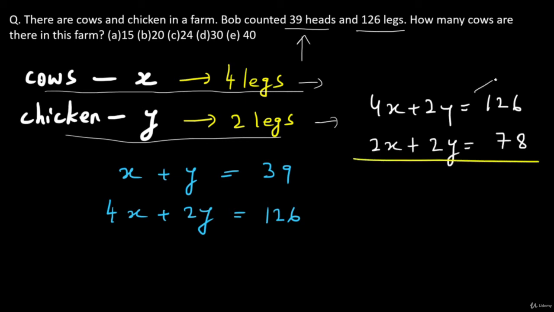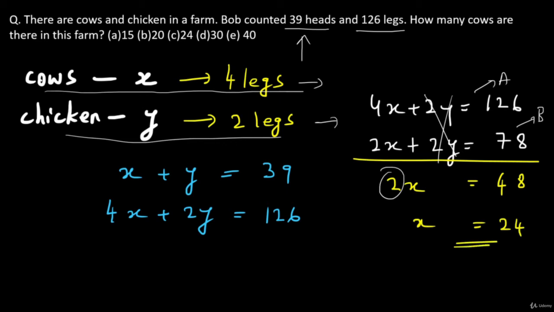Alright, now let me do A minus B. If this is equation A, this is equation B. A minus B will give me 4x minus 2x, that is 2x, and 2y minus 2y gets cancelled. So 2x is equal to 126 minus 78, which is 48. Therefore, let's take this 2 to the right hand side by dividing 48 by 2. x is equal to 48 by 2, which is equal to 24. And that is the number of cows, because we have taken the number of cows as x, which is answer option C.